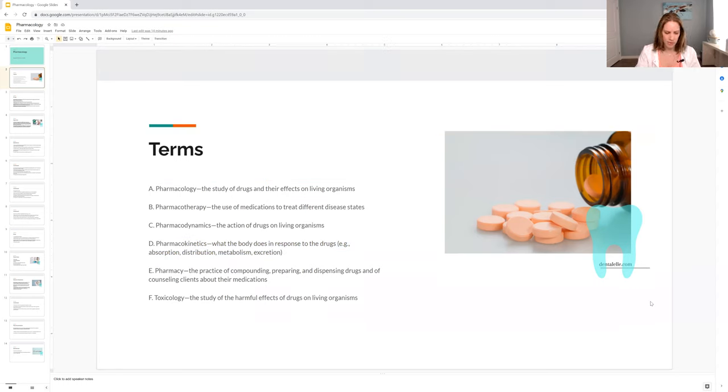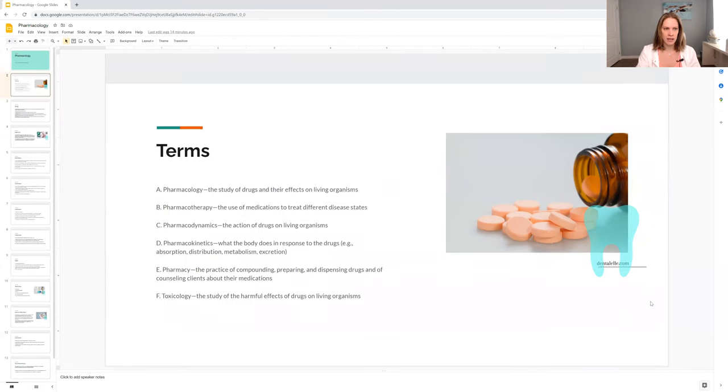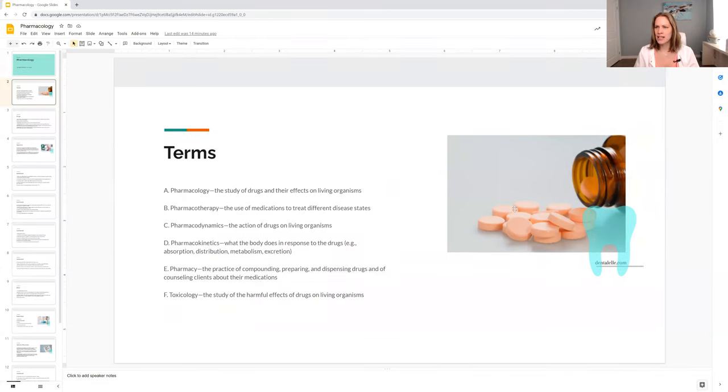Let me just see if I can zoom in for you guys a little bit here. Can I zoom in? No, I really can't. I feel like it's getting worse, isn't it? But that's okay. You can hear me talk anyway.